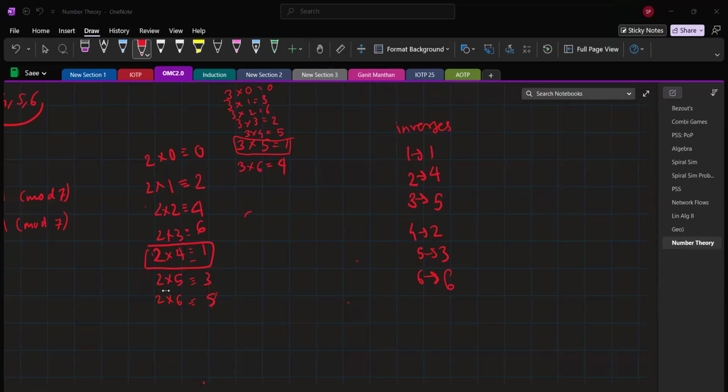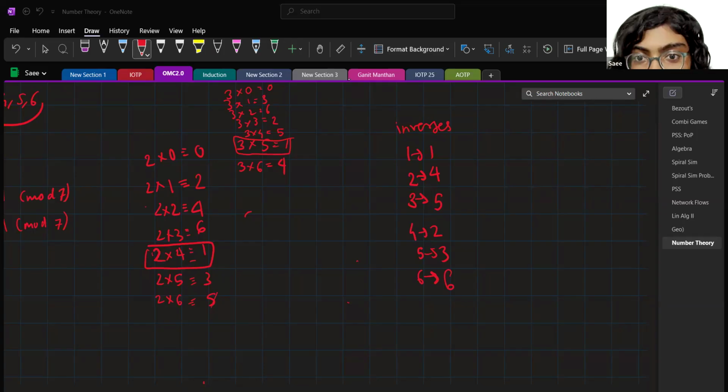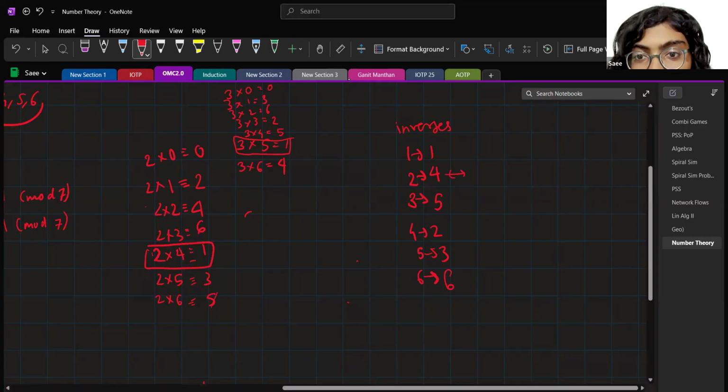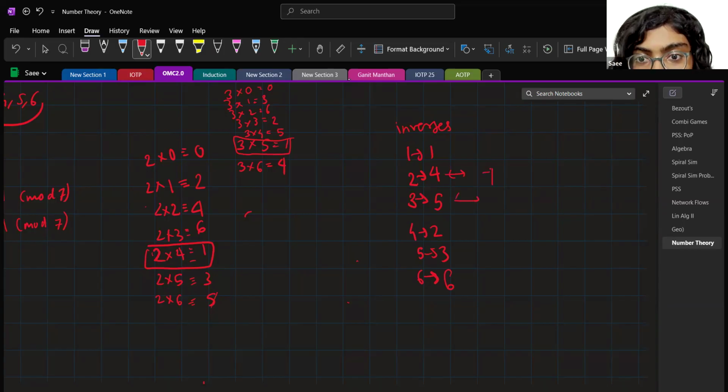In fact, 2 and 4 sum to -1 mod 7, and 4 and 2 too, and for odd ones like 3 and 5, it is 1 mod 7. Interesting. So you're saying if we take the addition of the inverses here, this gives us -1 and this gives us 1. That's a very interesting observation.